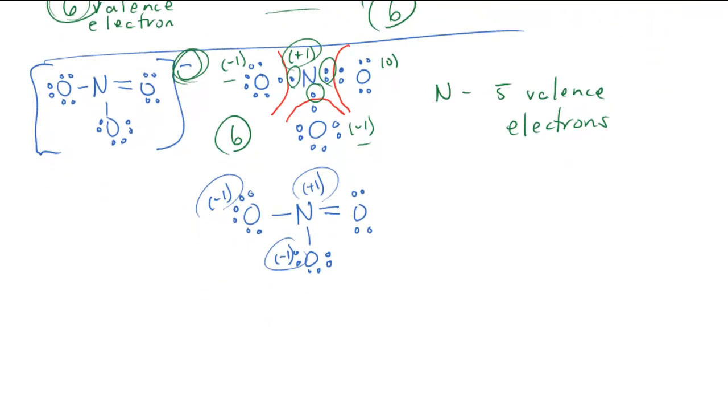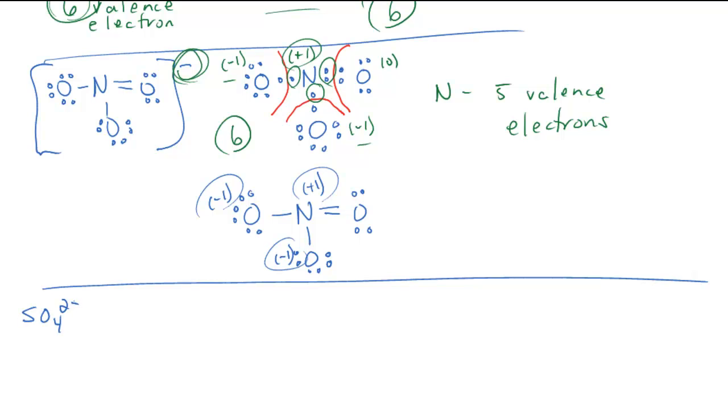Okay, one more example. Let's do another ion just to practice. Sulfate. Let's draw the Lewis structure here and see what we come up with. Sulfur, group 6, 6 valence electrons, 4 oxygens, each at 6 as well, group 6. 2 additional electrons for that -2 charge. And what does that give us? 32 electrons. 16 pairs.